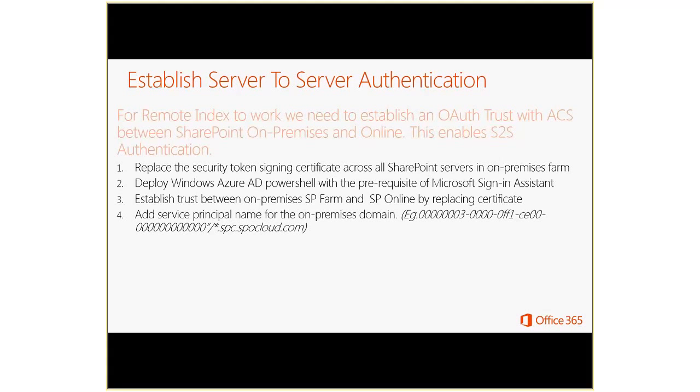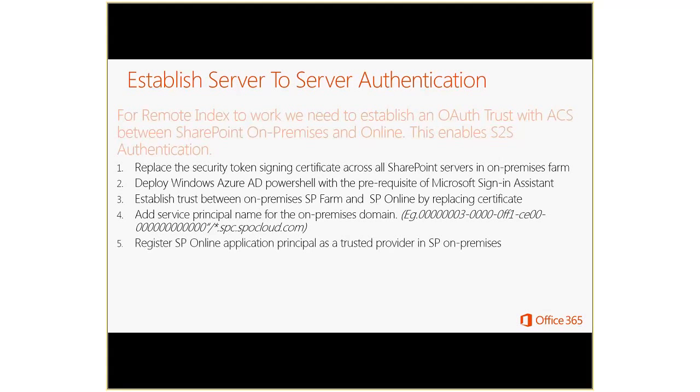And a key step is to add the service principal name for your on-premises domain. Example, in this case, we're going to add star.spc.spocloud.com. Okay, and here is what we have. This ID which you see is the well-known app ID for SharePoint Online, for which you're going to go ahead and establish a trust with.